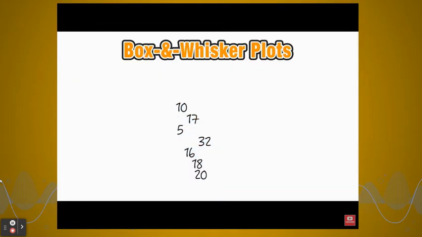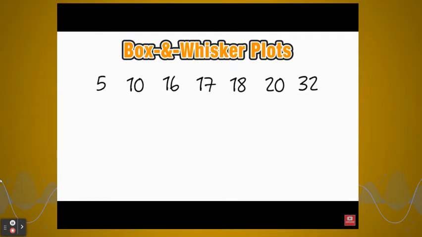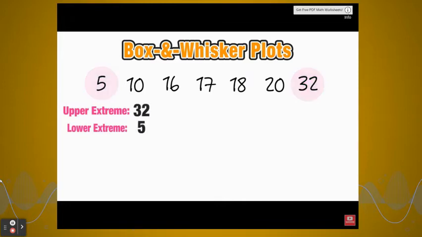Now our first step is to take those numbers and rearrange them in order from least to greatest. Now the first piece of information we can get from this data is what's called the upper and lower extremes. This represents the highest and lowest value in the data set. In this case, the upper extreme is 32 and the lower extreme is 5.